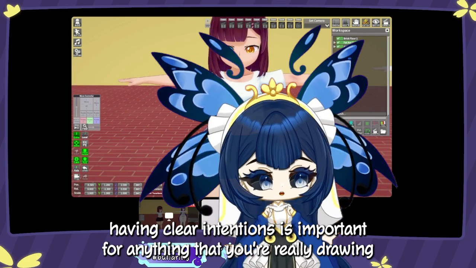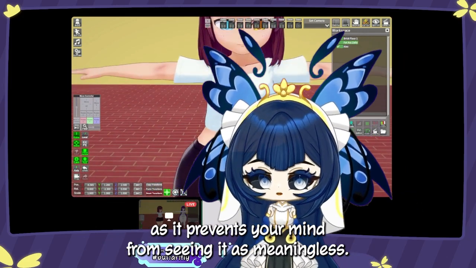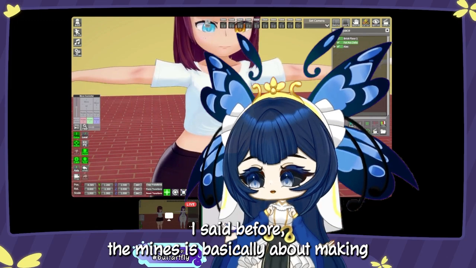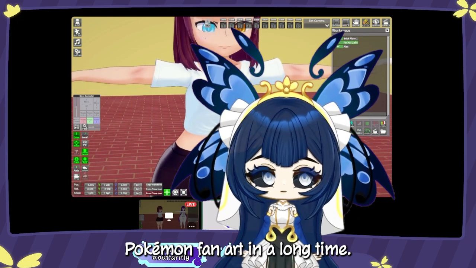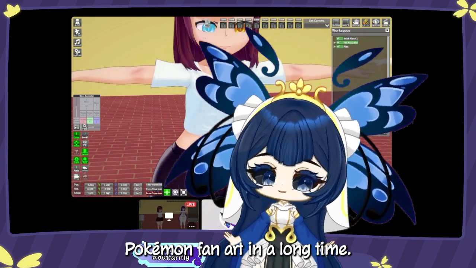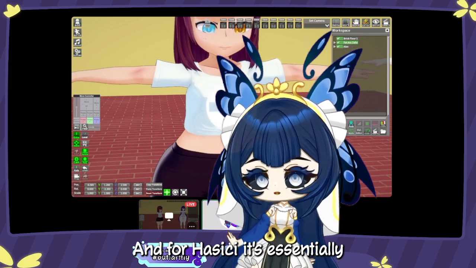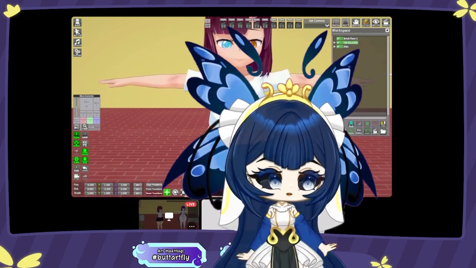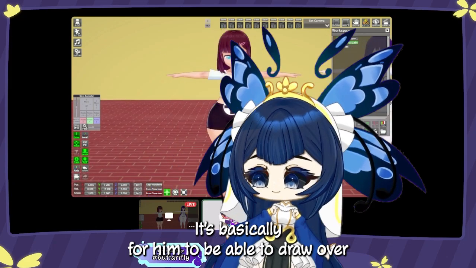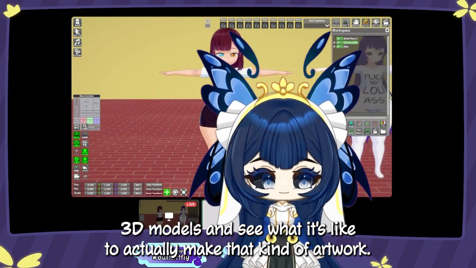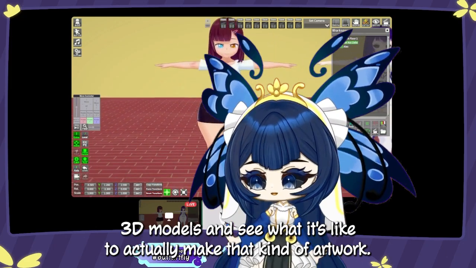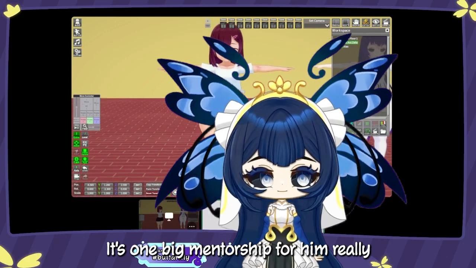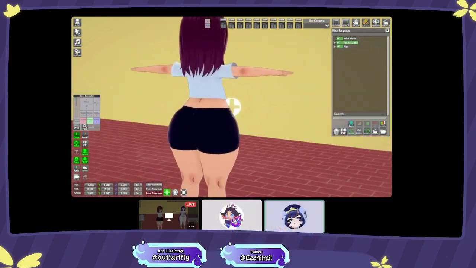Having clear intentions is important for anything that you're really drawing, as it prevents your mind from seeing it as meaningless. I said before that mine is basically about making Pokemon fan art in a long time, and for Hiziki, it's essentially the reason why we're making this comic in the first place. It's basically for him to be able to draw over 3D models and see what it's like to actually make that kind of artwork. It's one big mentorship for him, really.